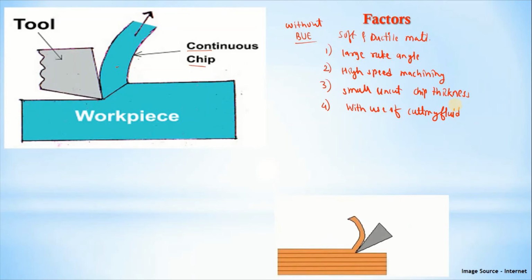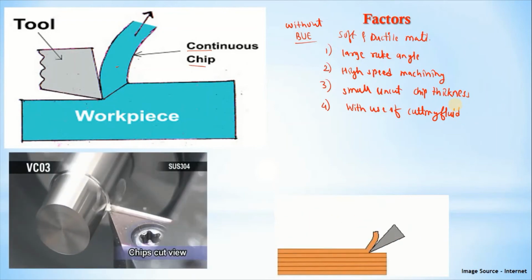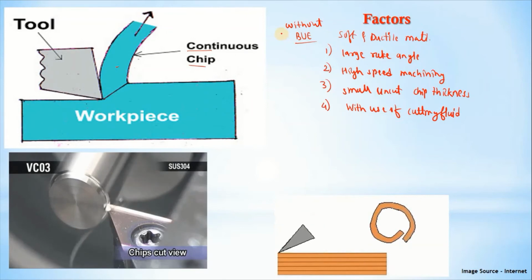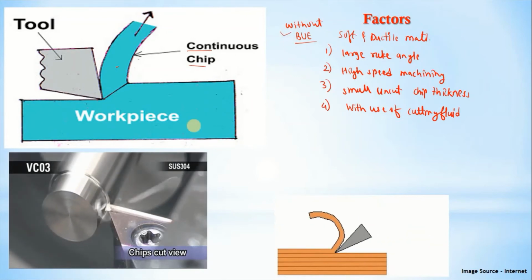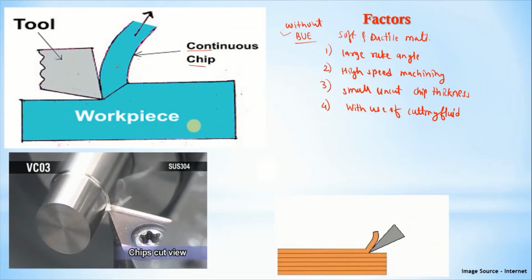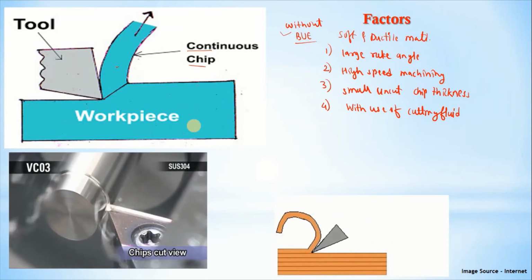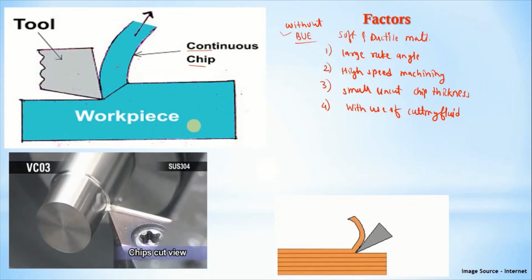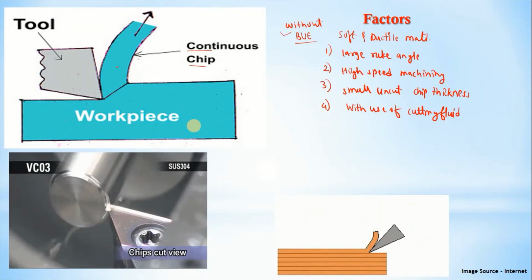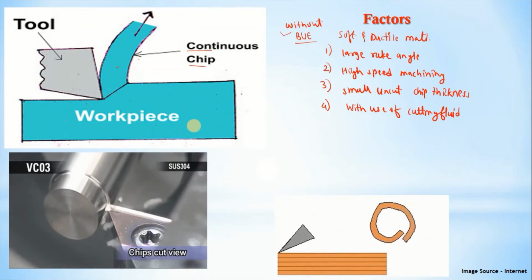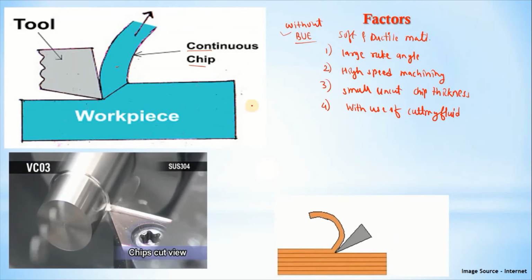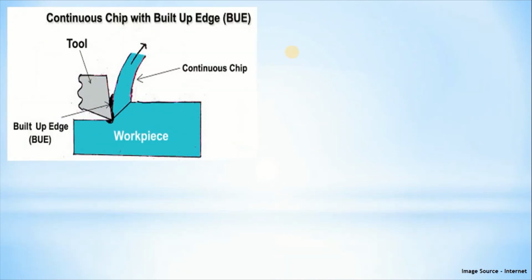With use of cutting fluid. So these are the factors which produce the continuous chip without built up edge. All the images are taken from the internet, so you can see the continuous chips are formed where high speed machining is given, large rake angle, small uncut chip thickness is given, and if we are using the cutting fluid, there we are getting the continuous chips without built up edge.